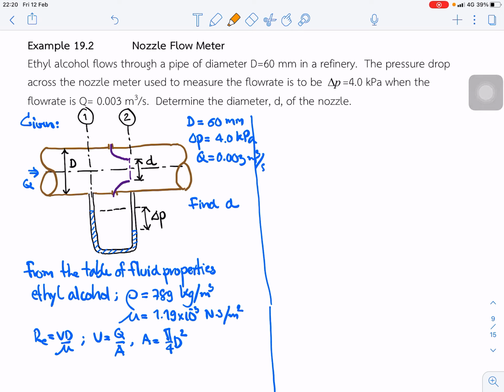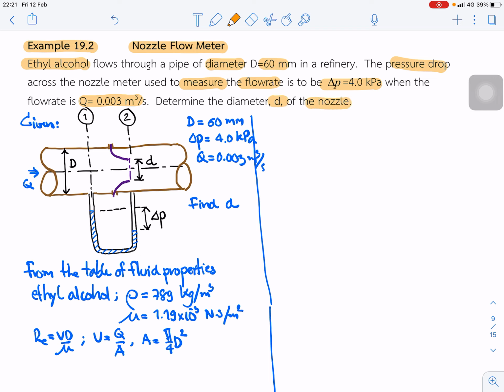Next is example 19.2, nozzle flow meter. Ethyl alcohol flows through a pipe with a diameter of 60 millimeters. In a finally, the pressure drop across the nozzle meter is used to measure the flow rate. Delta P is 4 kilopascal when the flow rate is 0.003 cubic meter per second, or about 3 liters per second. Determine the diameter D of the nozzle.